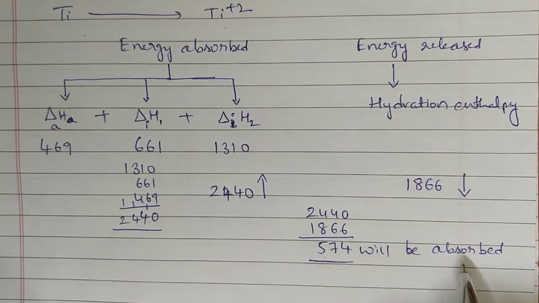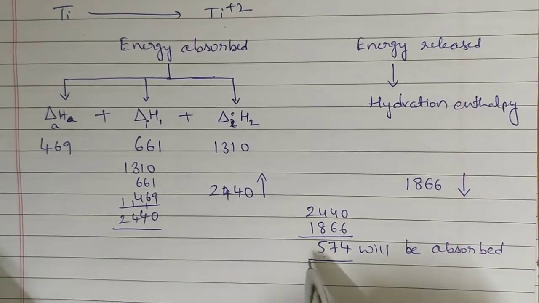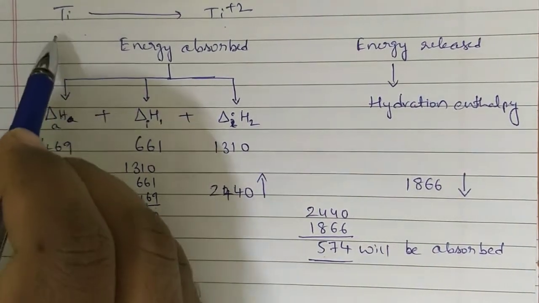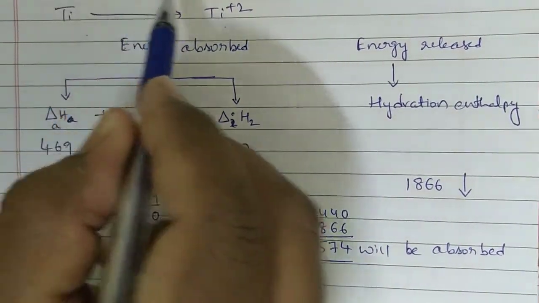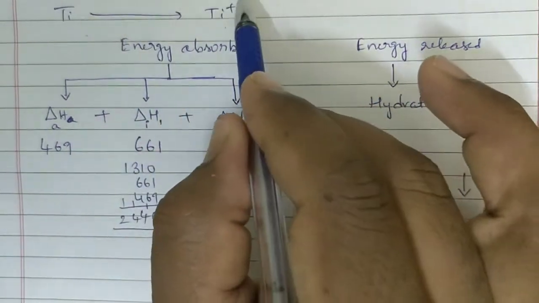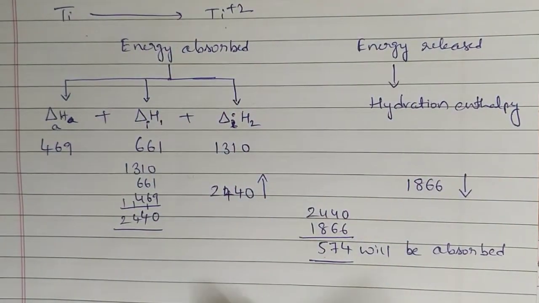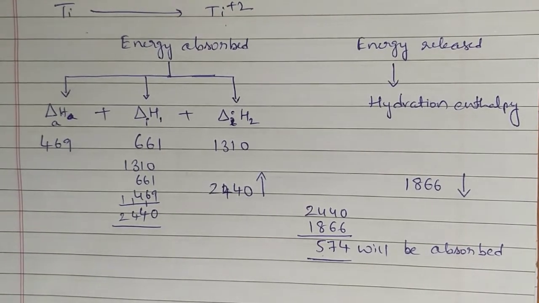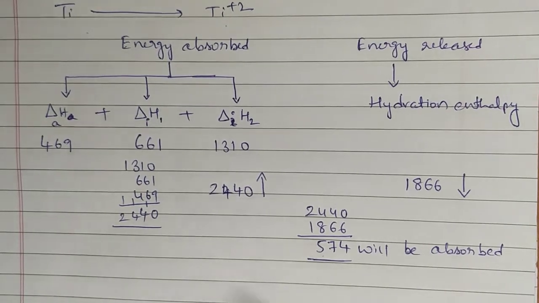When a high amount of energy is required to convert that metal to M plus 2, that process will not take place easily. But here we have considered only titanium first. Now for comparison we will take one more metal and see what about that metal also. That one, vanadium, I will consider.